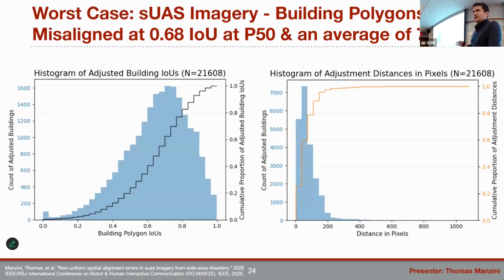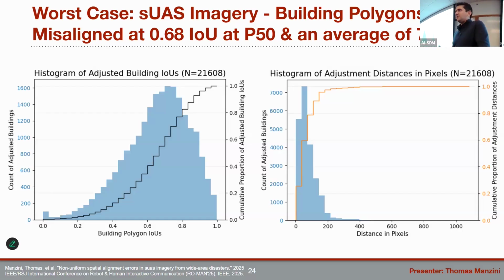And I think the interesting thing for the purposes of this talk is that it's a pretty substantial issue, especially in UAS imagery, which is the worst case. So there are two charts here. The chart on the left is the intersection over union of the building polygon where it belongs in the imagery and the uncorrected building polygon. And we see that at the median, it's around 0.68. So we're losing about a third of the building.